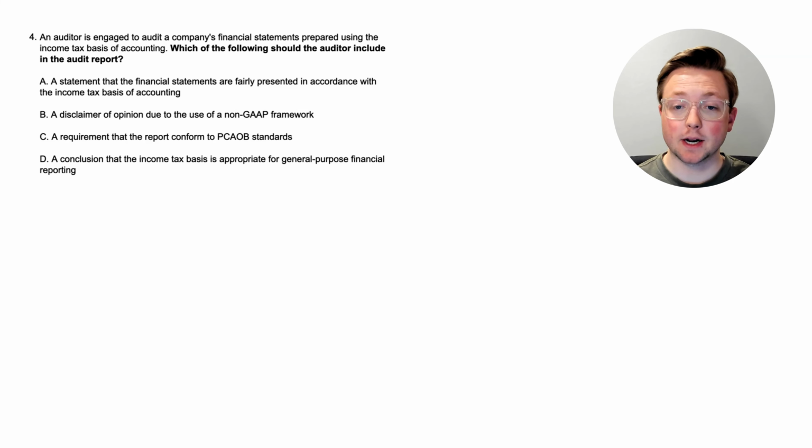Option A, a statement that the financial statements are fairly presented in accordance with the income tax basis of accounting. Option B, a disclaimer of opinion due to the use of a non-GAAP framework. Option C, a requirement that the report conform to PCAOB standards. Or option D, a conclusion that the income tax basis is appropriate for general purpose financial reporting. So again, what is the correct answer? I think this should be pretty easy based on what we've learned so far, but pause the video if you want to and think about this, and when you're ready to come back, we'll look at the answer together.